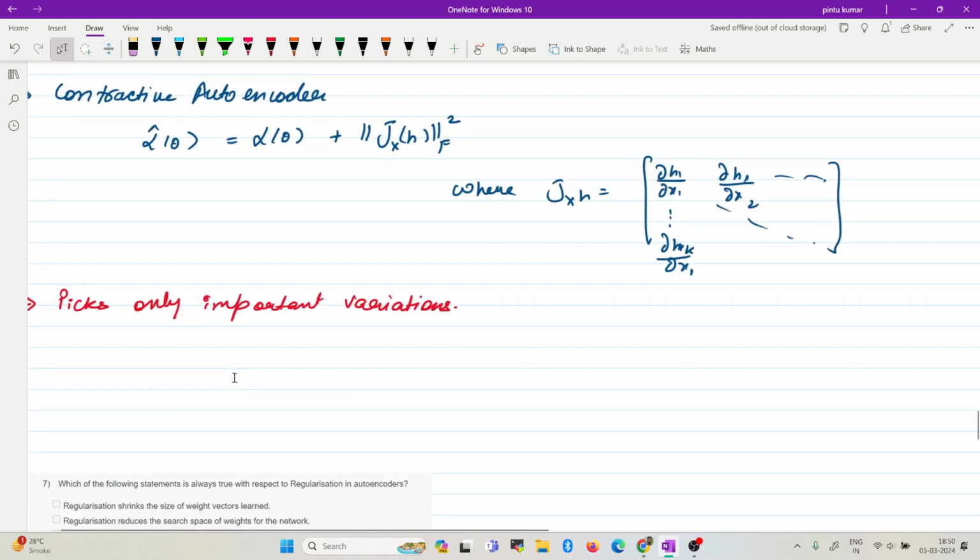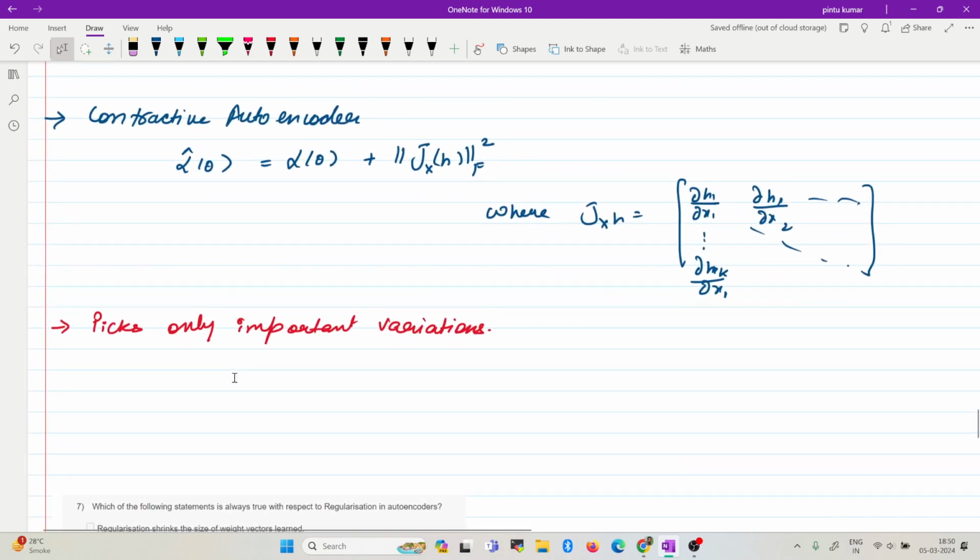Okay, so the last one that we have is something known as contractive autoencoders. Okay, so first of all, I would define something that is known as the Jacobian. Okay, so you learned about gradient. Okay, what was gradient?